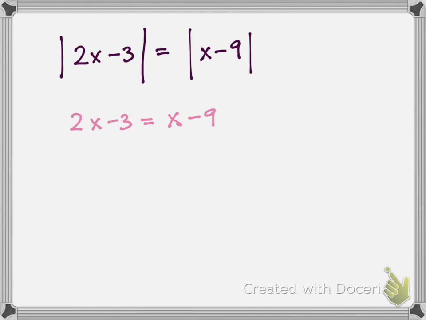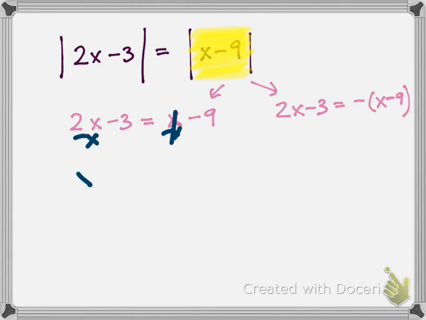And now we're going to also solve for the opposite of this. So we're going to also solve for 2x minus 3 equals the opposite of x minus 9. So let's start with our easy equation. We're going to combine like terms, so I'm going to subtract x from both sides, and I'm going to get x minus 3 is definitely equal to negative 9. And then I am going to add 3 to both sides, and I'm going to end up with x is equal to negative 6.